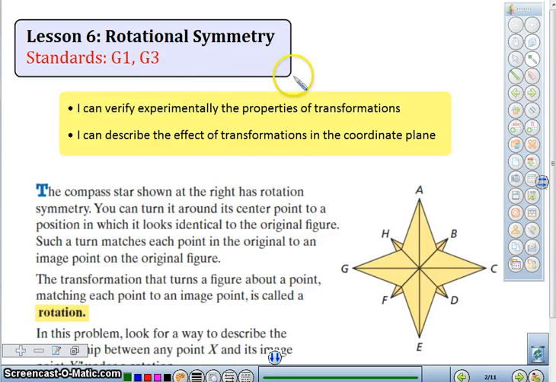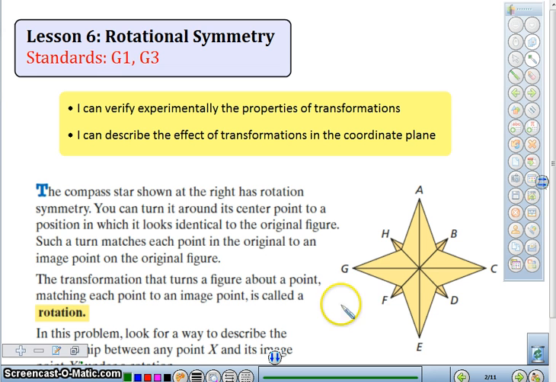Lesson 6, Rotational Symmetry. Our two standards, G1 and G2. I can verify experimentally properties of transformations, and I can describe the effect of transformations in a coordinate plane.